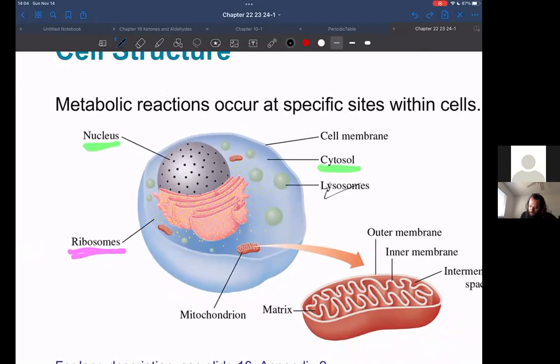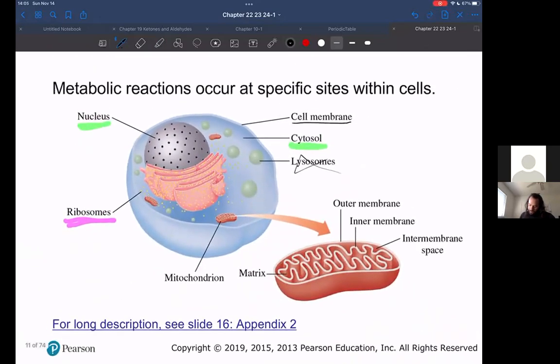We're not going to really worry about a lysosome. The cell membrane is, again, made up of phospholipids. We talked about those when we were talking about our lipids chapter. Those are what separate each cell from one another and keep all that fluid inside the cell.